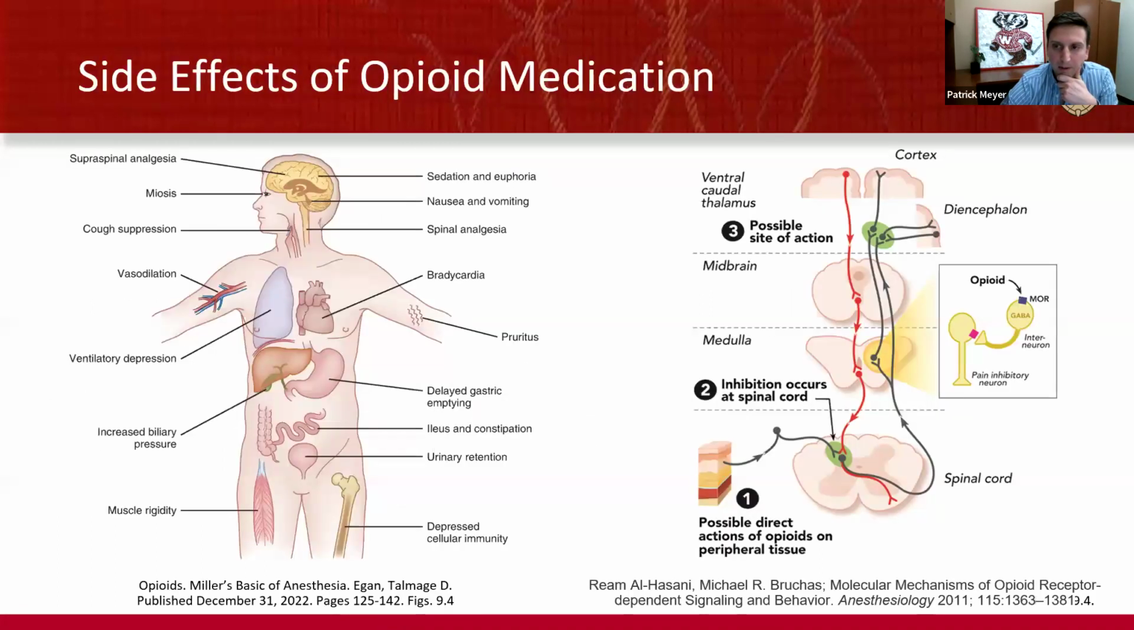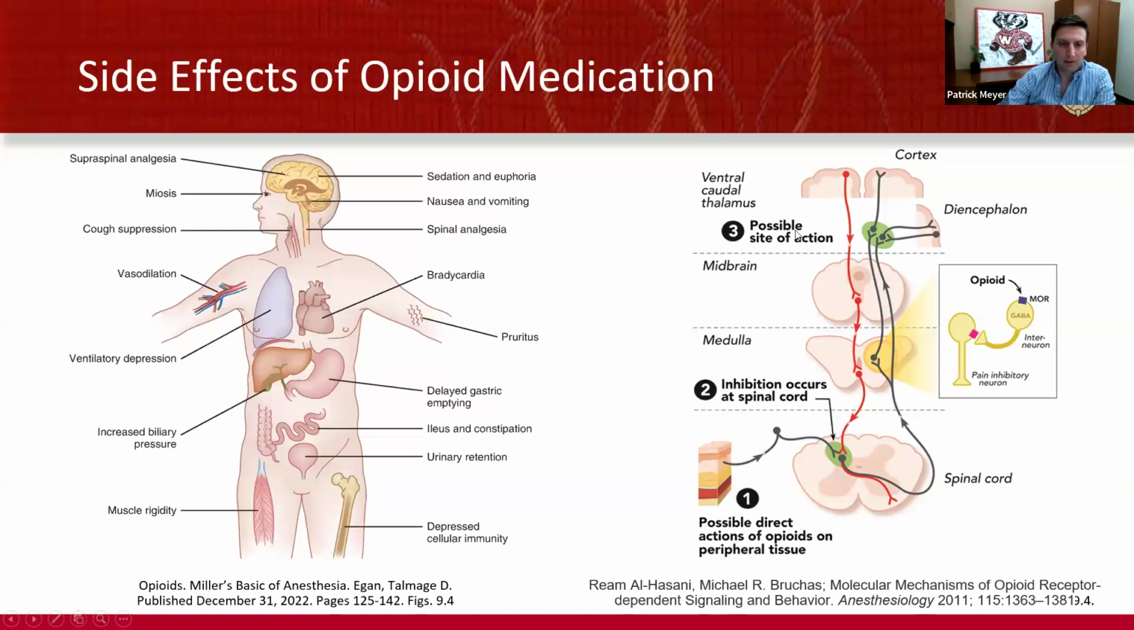So the picture on the right here shows that opioids act all over the body. There are receptors everywhere. There are receptors possibly directly in the peripheral tissues, receptors that act at our spinal cord and the dorsal horn, and receptors in our brainstem and then all the way up into our cortex. So it affects pain going into the spinal cord, in the spinal cord, and our perceptions of pain.